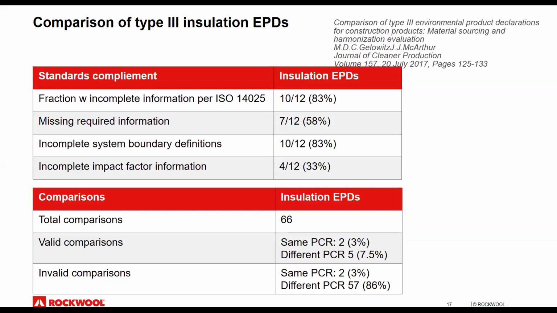I've also been looking at another study where they looked at 66 different EPDs. Out of 4 that used the mineral wool PCR, only 2 of them could actually be compared. What surprised me was that 5 that used different PCRs actually were valid to be compared. So even though we're using the same PCRs, it does not mean that we can truly compare the EPDs and compare the global warming potential, the carbon footprint, if you will.